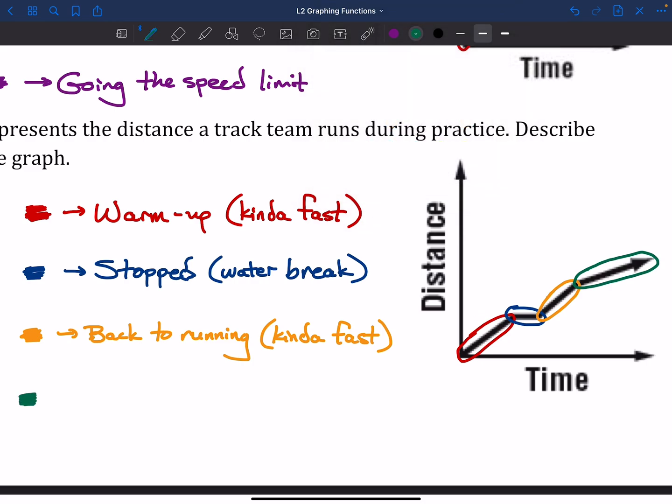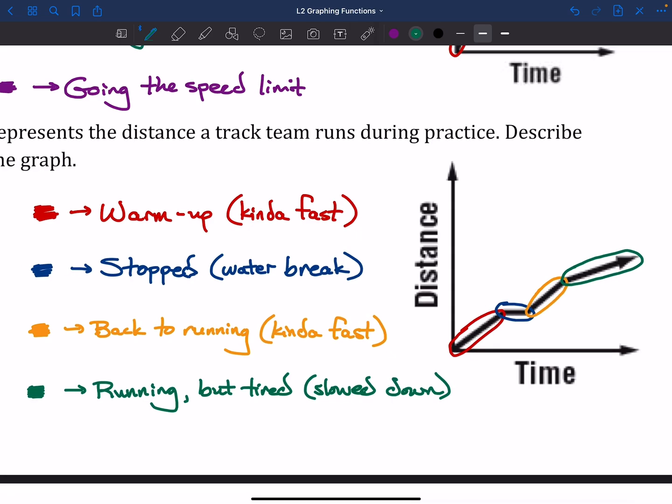We're running away. That green piece at the very end, we're running, but we're tired. We slowed down a little bit. You can see that green piece is not quite as steep as the red or the orange piece was. It means that we're probably getting a little bit more tired. We're trying to pace ourselves a little better, so we have slowed down a little bit there. So hopefully that seems all right so far.